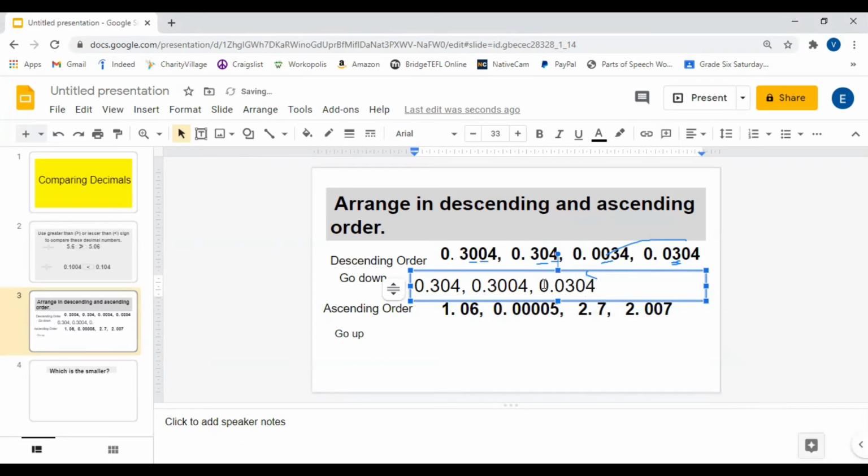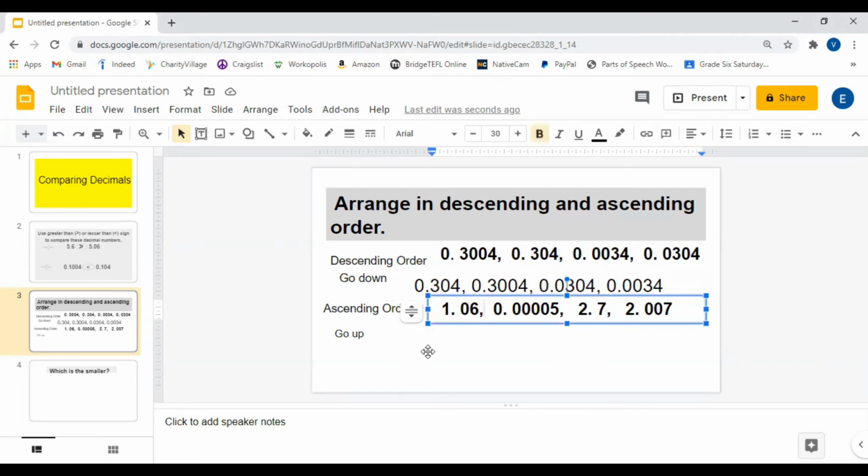0.0304. And then the last one now is 0.0034. Very simple, guys. You have to just pay attention, pause the video, go back to what I did, and then you'll be fine. I'm looking at this other one.